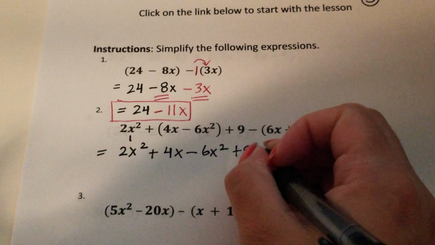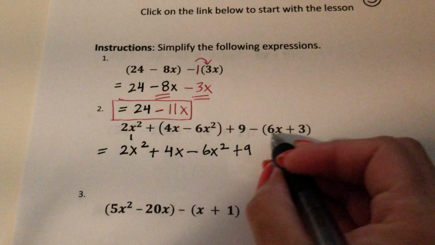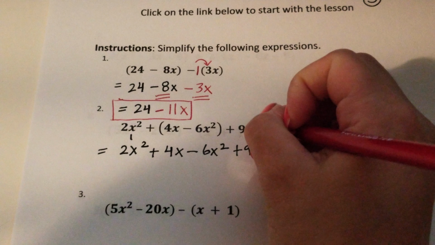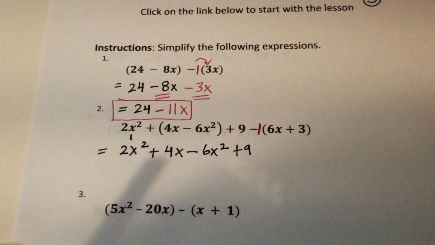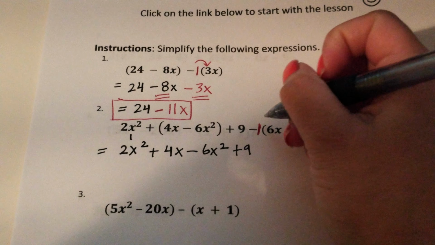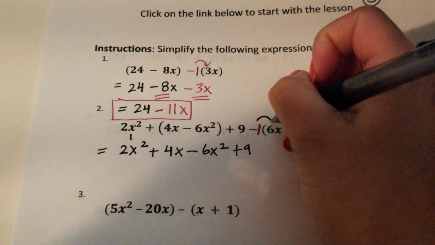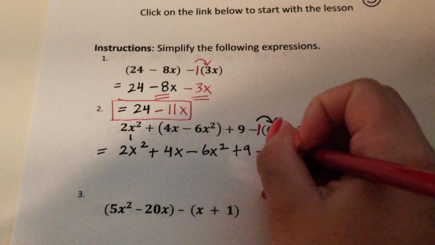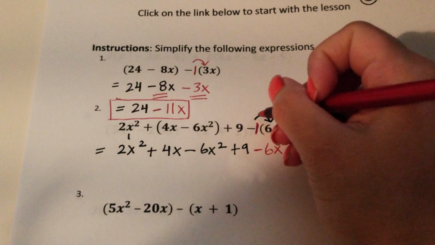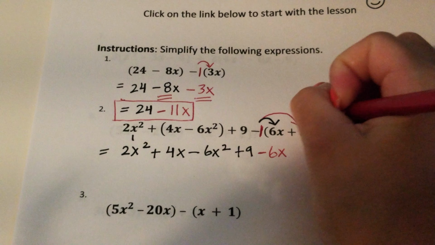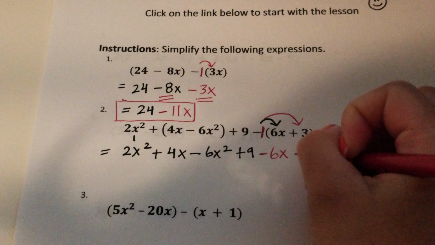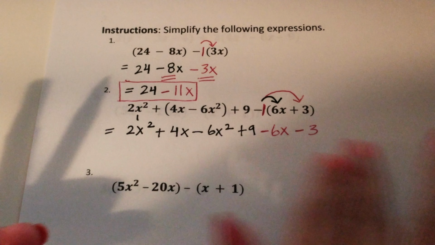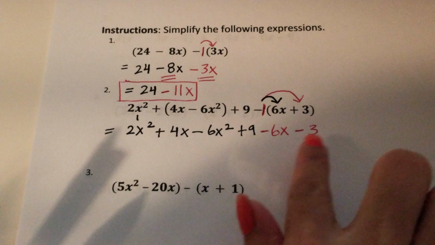This one too. And then right here we have a negative sign outside the parentheses. So let's write 1 right here, negative 1. And we're going to distribute. I'm going to distribute this negative 1 times 6. Negative 1 times 6 is negative 6x. And then negative 1 times 3, that's negative 3. Okay, and now that we don't have parentheses, we're going to combine like terms.